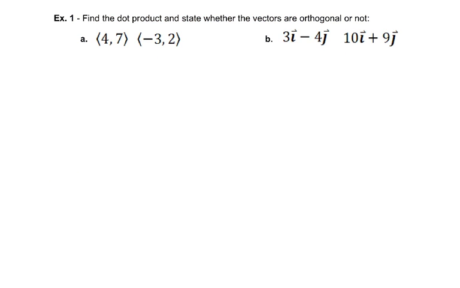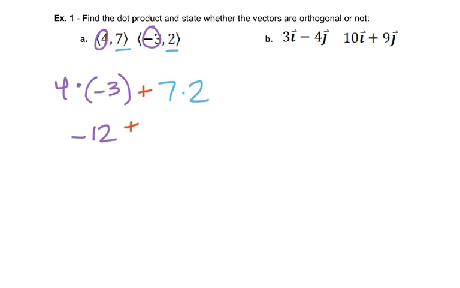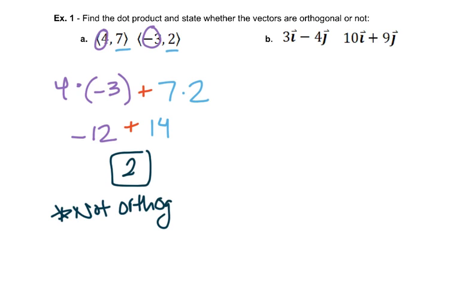So taking a look at our next slide, we've got some examples. So we're going to find the dot product and state whether the vectors are orthogonal or not. So in order to do that, we're going to take our horizontal piece and multiply by your other horizontal piece, and then add that to the vertical pieces being multiplied. So we've got negative 12, and to that we're going to add 14, and so our resultant value is going to be 2. And so of course 2 is not 0, and so it's not orthogonal. Oh, that's a no.